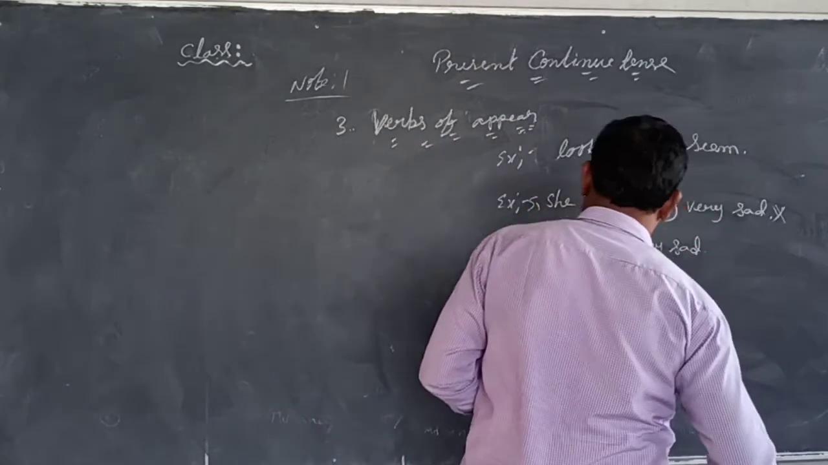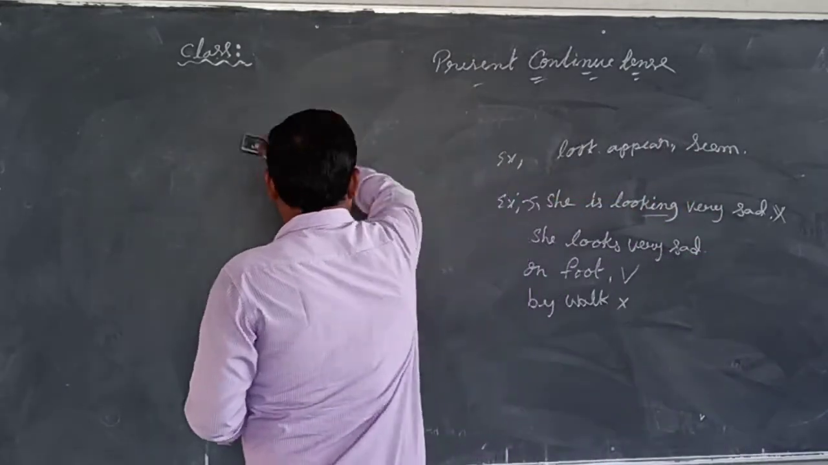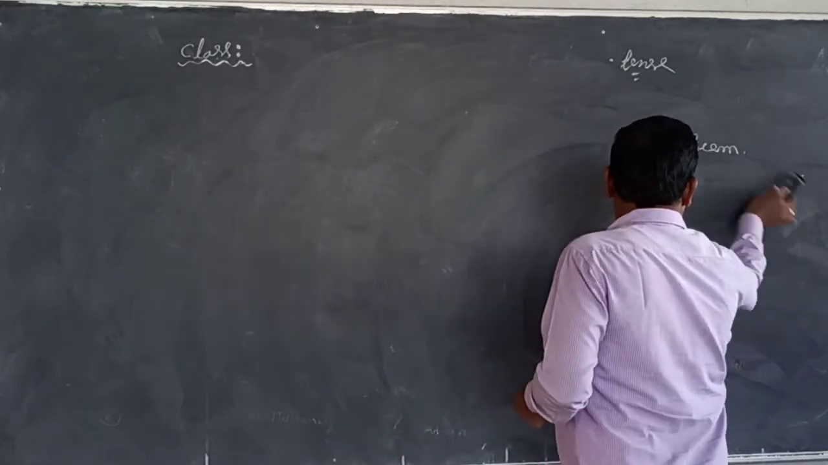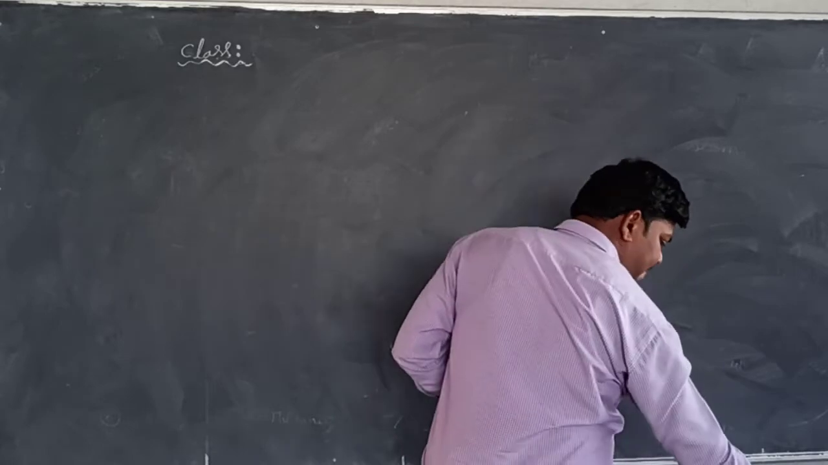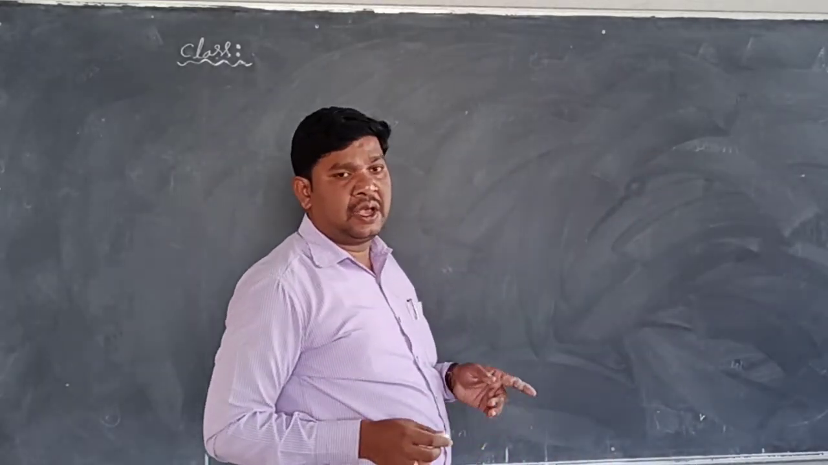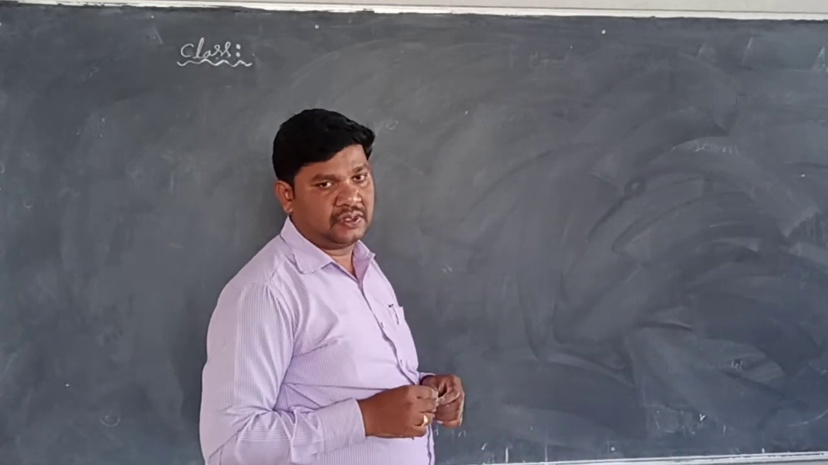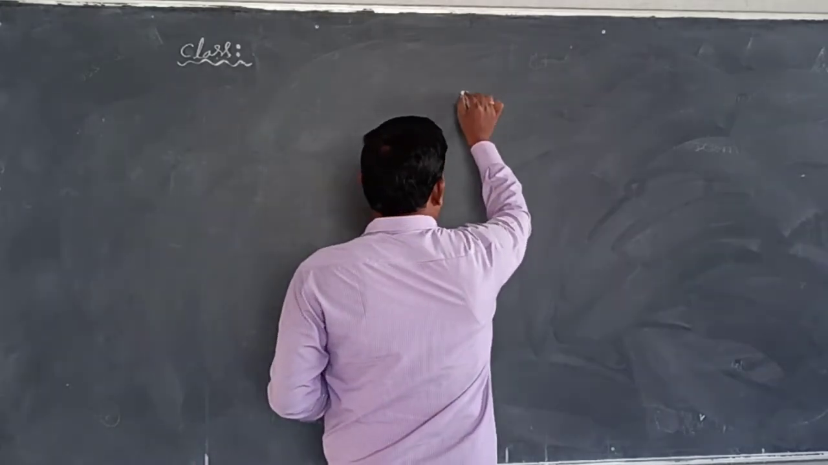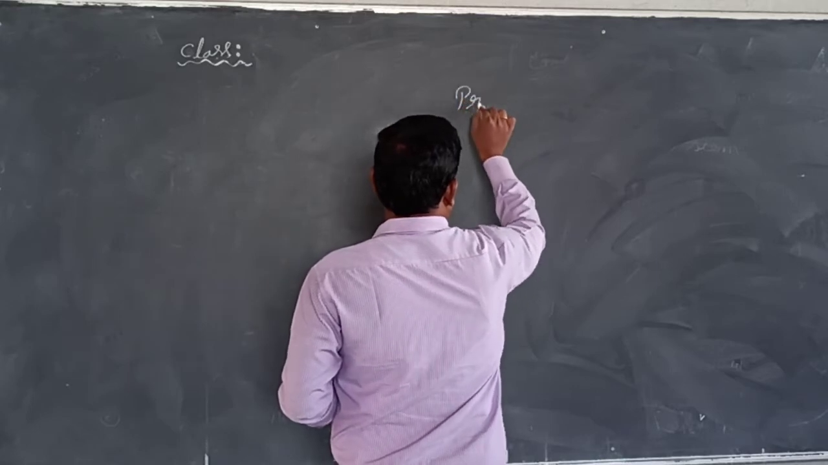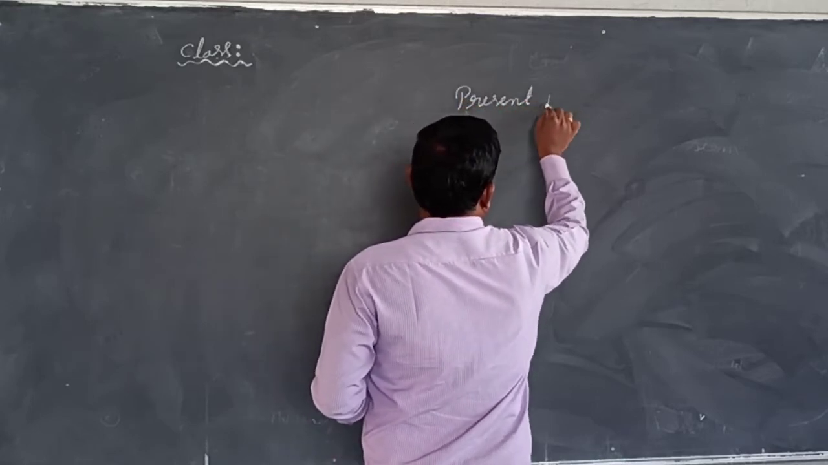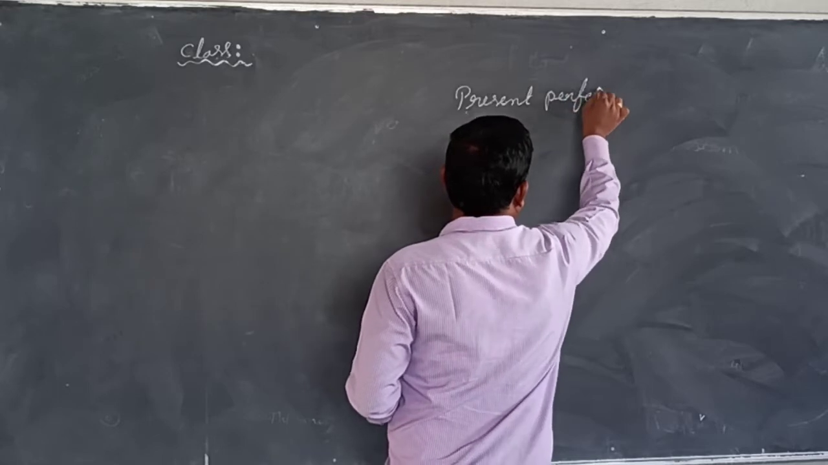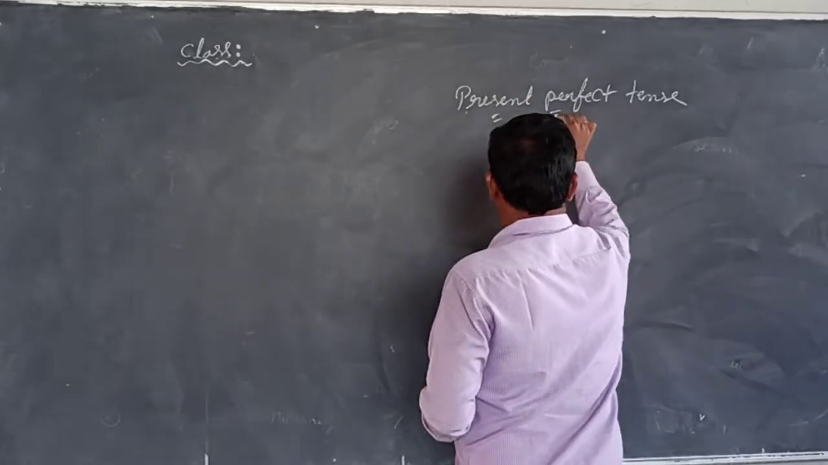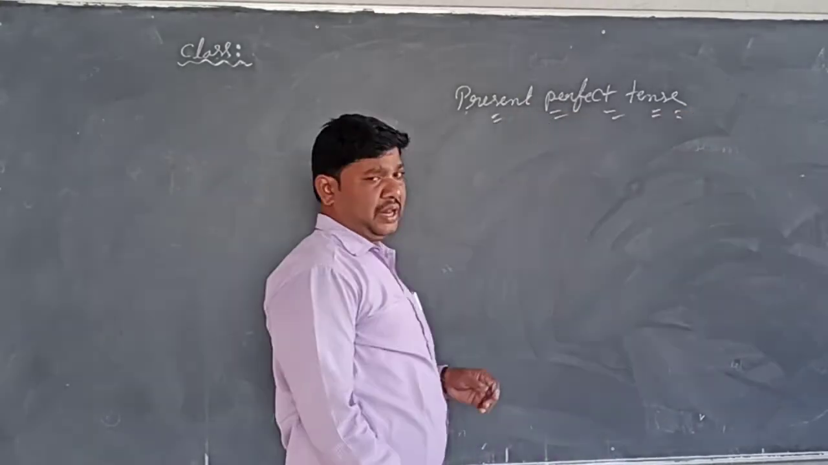Now the next tense after present continuous tense is present perfect tense. After present continuous, present perfect tense is there. Present perfect tense.